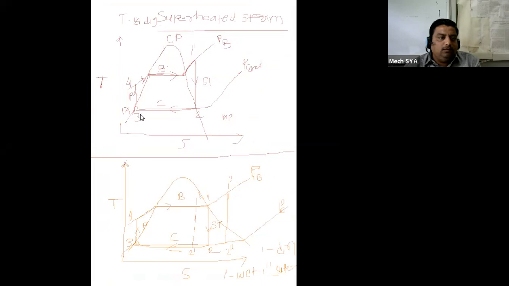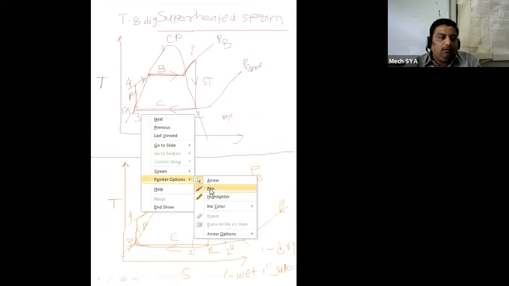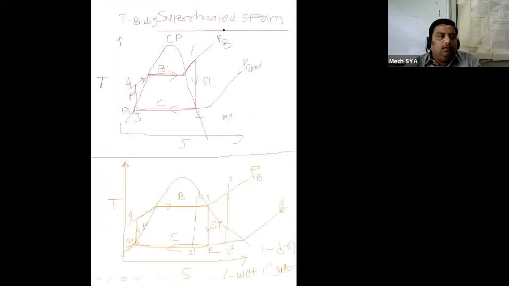So this is the TS diagram of the Rankine cycle when steam entering the turbine is superheated, that we have discussed. Then all three diagrams also we have discussed. This is 1 dash, 2 dash for wet steam. 1 to 2 will be for dry and saturated steam, and 1 dash, 2 dash will be for superheated. 1 double dash, 2 double dash will be for superheated steam.